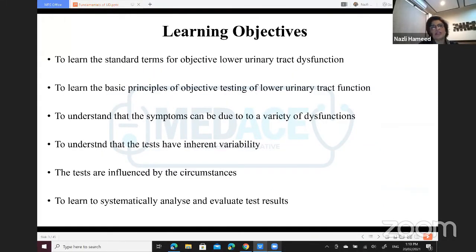The main learning objectives will be to learn the standardized terminologies for objective lower urinary tract dysfunction and to learn the basic principles of these objective tests, understanding that the bladder is not a very reliable witness and symptoms can be due to a variety of dysfunctions. Also, tests have their inherent variability and are not 100% foolproof, and they are influenced by the circumstances in which we perform them. And also to learn to systematically analyze and evaluate those results.